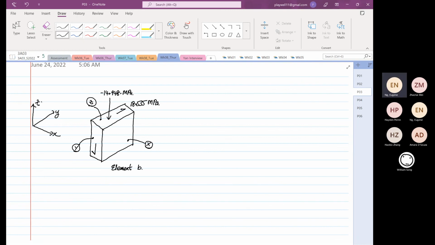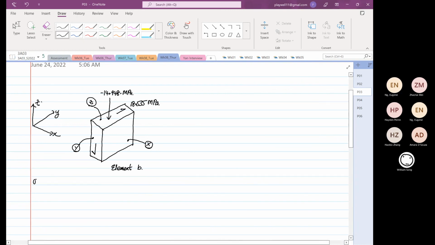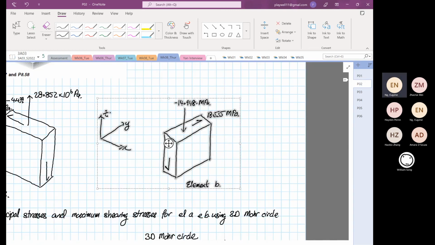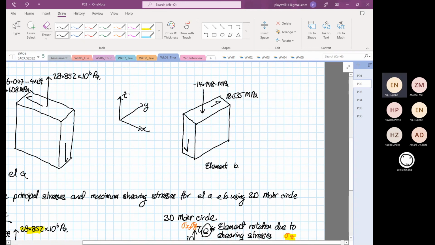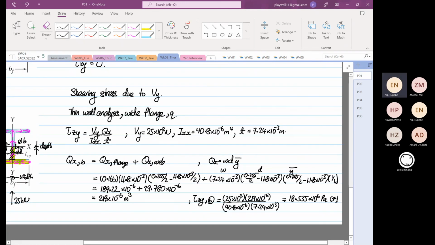So over here we know that stress Z is equal to minus 14.989 times 10 to the power 6 Pascal. And then we know that the shear in ZY is equal to the shear in YZ, and this is equal to 18.535. Let me be sure about this. Yeah, 18.535.